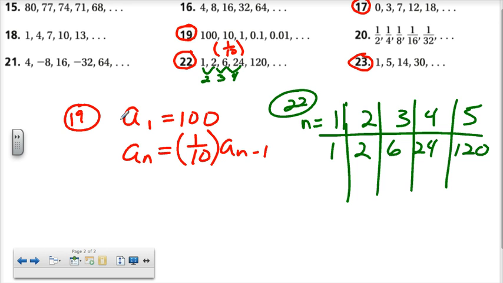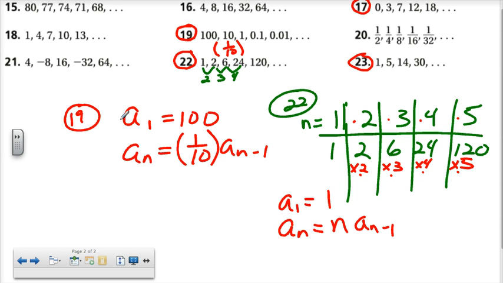All right, now remember what we saw was to go from 1 to 2, you had to multiply by 2. To go from 2 to 6, you had to multiply by 3. To go from 6 to 24, you had to multiply by 4. And to go from 24 to 120, you had to multiply by 5. Well, that's perfect, because that is n, and we can just use that. So again, we have to tell them the first term with recursive. You always have to say, here's your starting place. And then to find the next term, you have to take the term number, which is n, times the previous term. So n times a sub n minus 1.